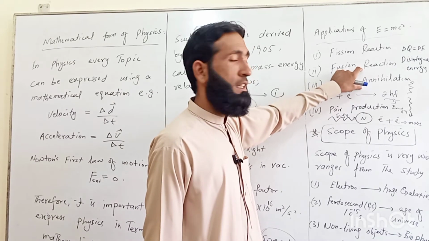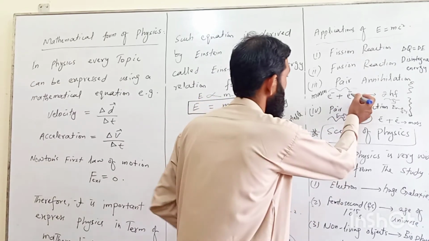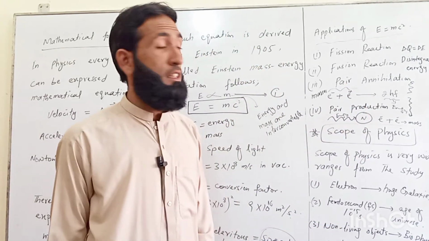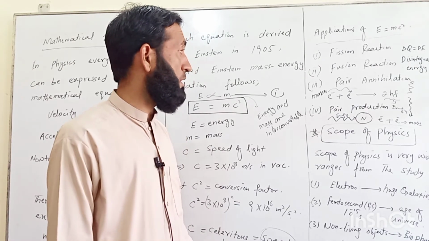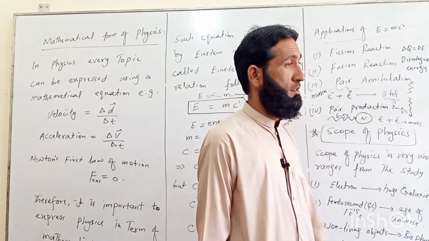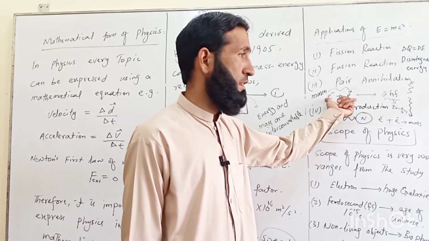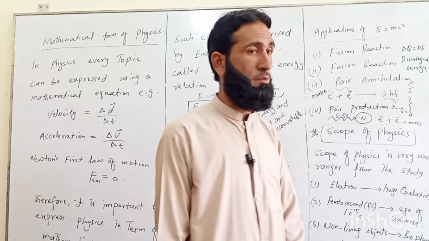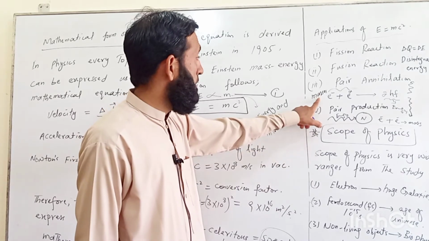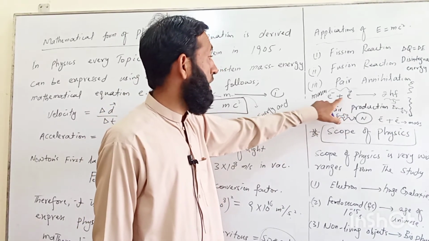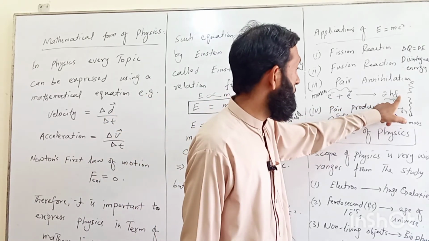Another example is pair annihilation. In pair annihilation, an electron and its antiparticle, the positron, recombine and emit two photons. Those two photons move in opposite directions to maintain the law of conservation of energy, as well as charge. Total charge here is zero, and photons have zero charge, so the charge is also constant. In this case, the electron and positron are masses that are converted into two photons, which is energy.